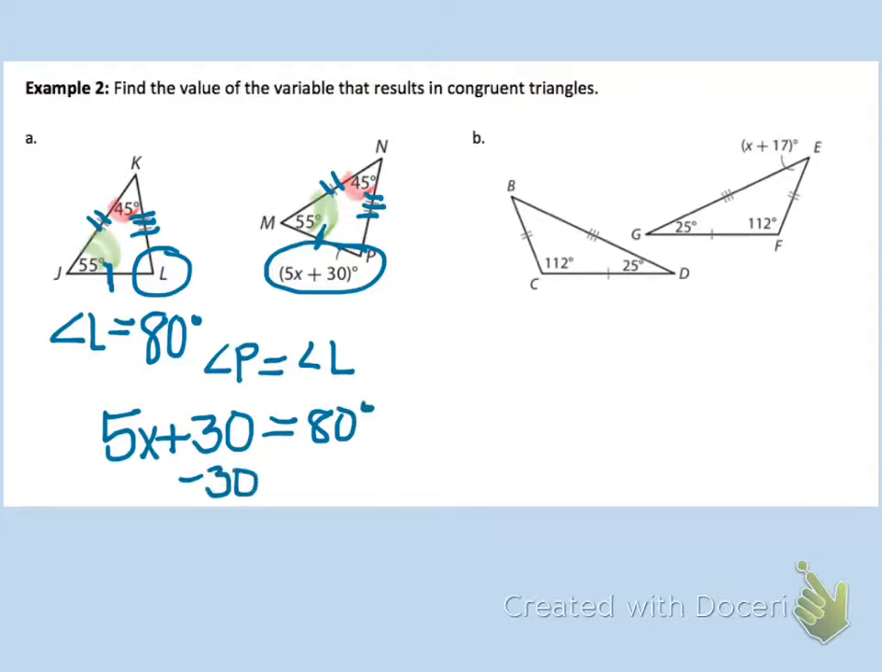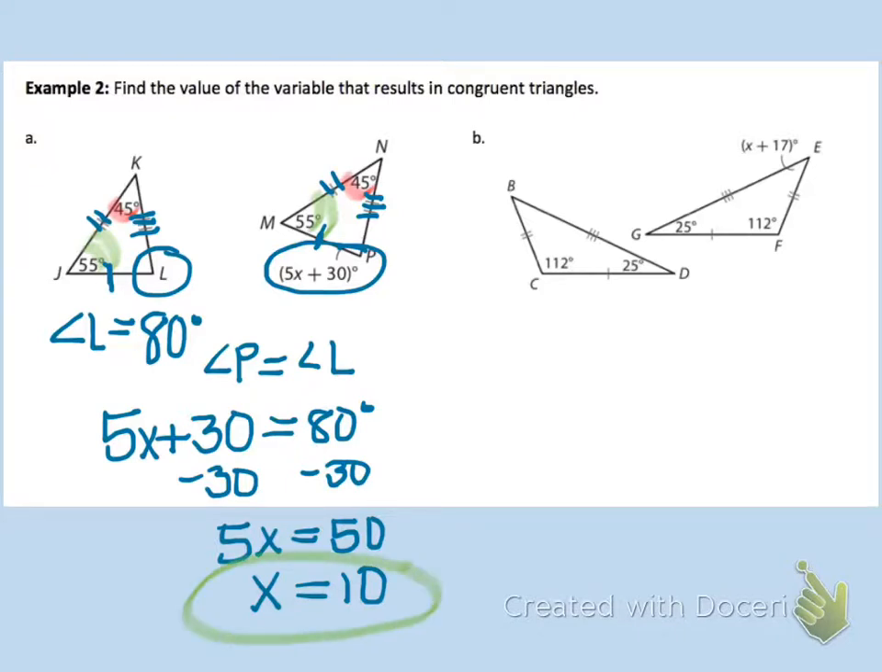Subtract 30 to find out what x is. Gives me 5x equals 50. And then divide by 5. I know that x has to be 10. Okay, so they asked me to find the value of x that would make the triangles congruent, and I did. X must be 10, so that when I substitute that in here, I'll get 80 degrees. That matches up with the other triangle.